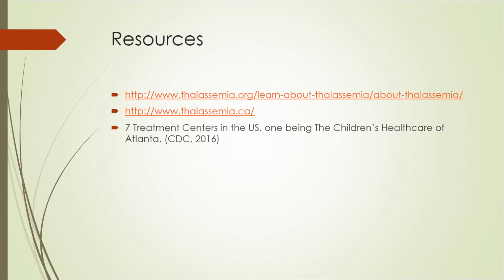There are 7 treatment centers in the U.S. for beta thalassemia, and we're lucky enough to have one very close by at the Children's Healthcare of Atlanta. So once again, as I mentioned before, beta thalassemia major is usually diagnosed within the first 2 years of life. So normally the people undergoing aggressive therapy for this are children.